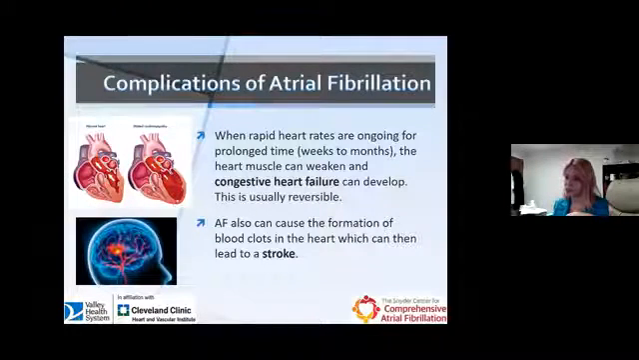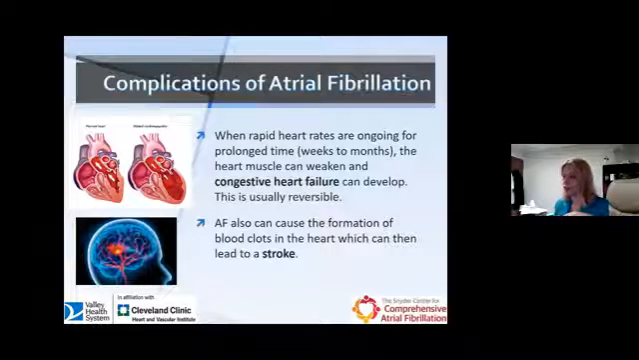If you look here, this is a picture of a patient in congestive heart failure. The left ventricle, which is the chamber that pumps the blood into our circulation, has become very thin and enlarged, compared to a normal heart where the chamber is smaller and the muscle is thicker. This is a process that takes many weeks to months, and it's usually reversible once we restore normal rhythm or slow the atrial fibrillation down.